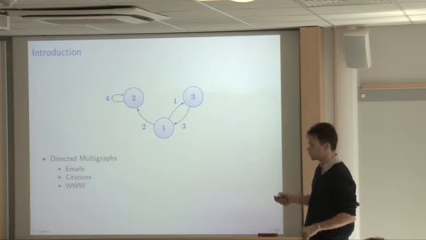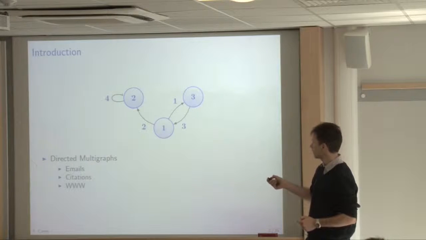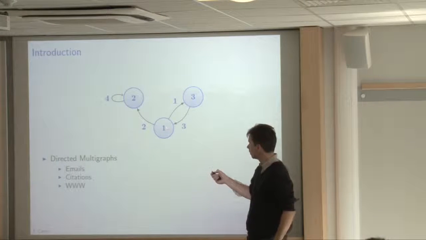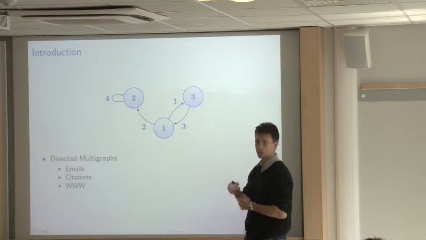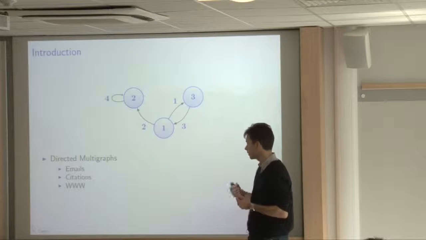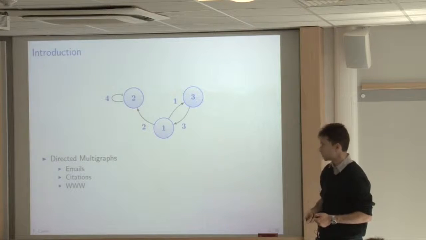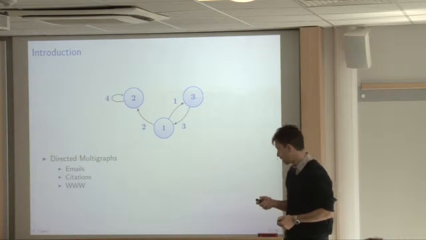So nodes may correspond to people and an edge from one node to another node may correspond, for example, to an email from one person to another person. So you have other examples, for example, citations or the World Wide Web.